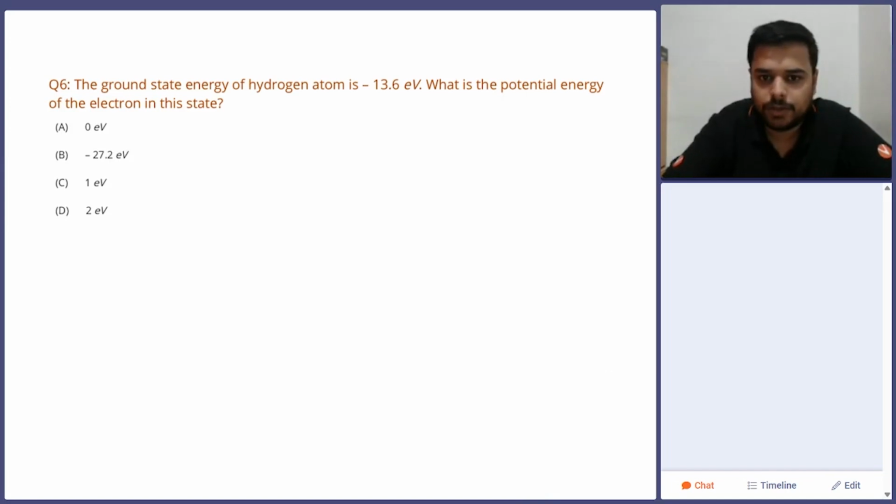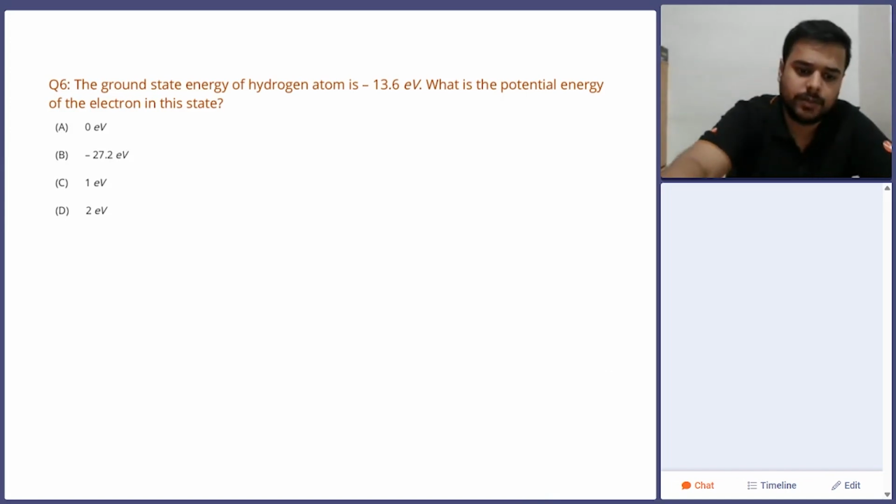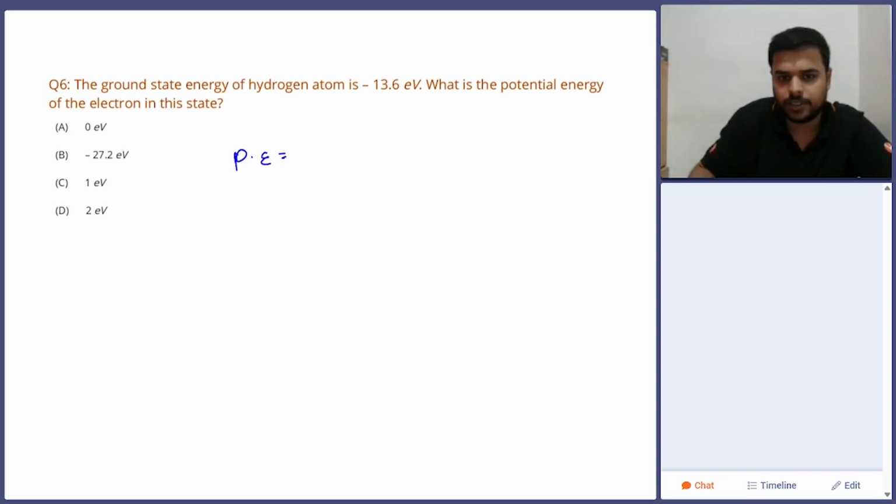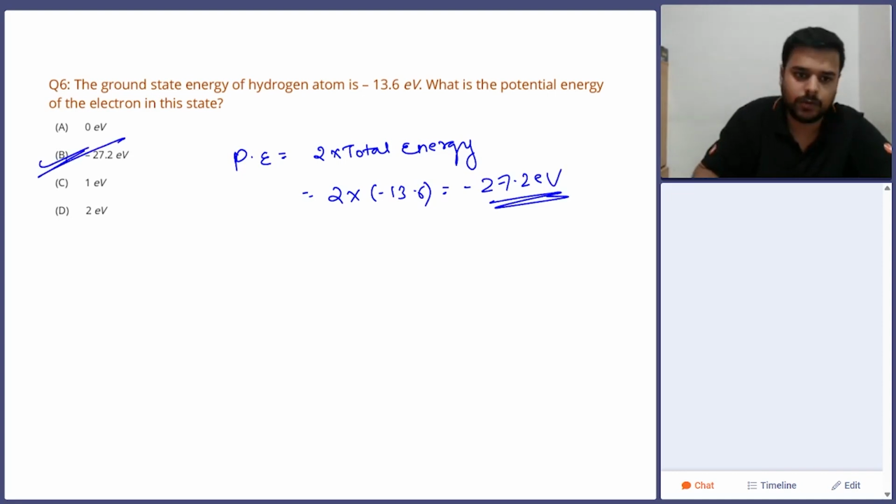The ground state energy of a hydrogen atom is minus 13.6 electron volts. What is its potential energy? See, potential energy is twice the ground state energy of a hydrogen atom. It's very simple. This is the beauty of modern physics, the questions are very easy. Potential energy is equal to 2 times total energy, 2 into total energy of the hydrogen atom in ground state. So 2 times minus 13.6 is equal to minus 27.2 electron volts. Option B.